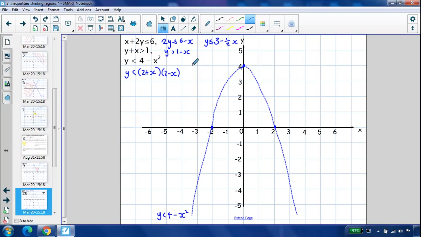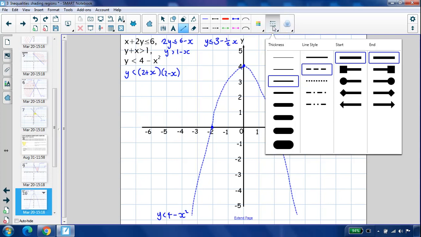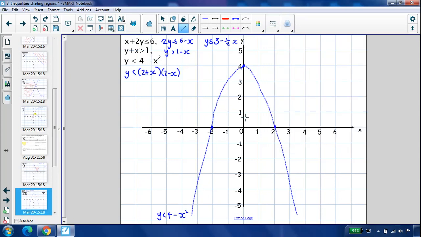And then let's move on to the second one. So I've got y is greater than 1 minus x. So I'm going to have a dotted line again. And the intercept is going to be 1, and I'm going to have a negative gradient, and the gradient of minus 1. So it's going to be going in this motion here. Let's label that.